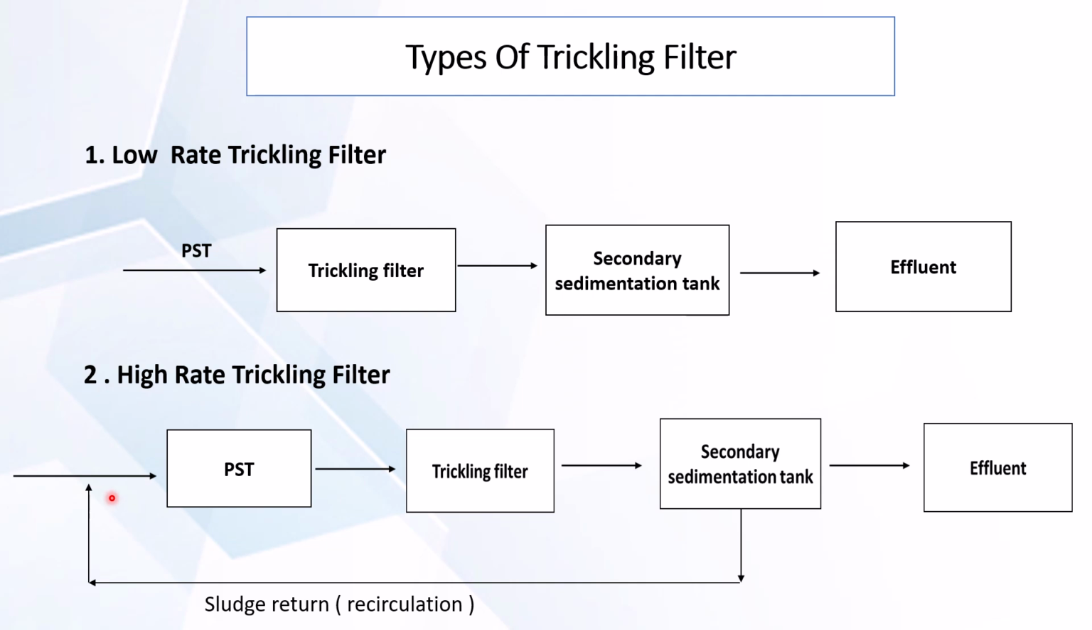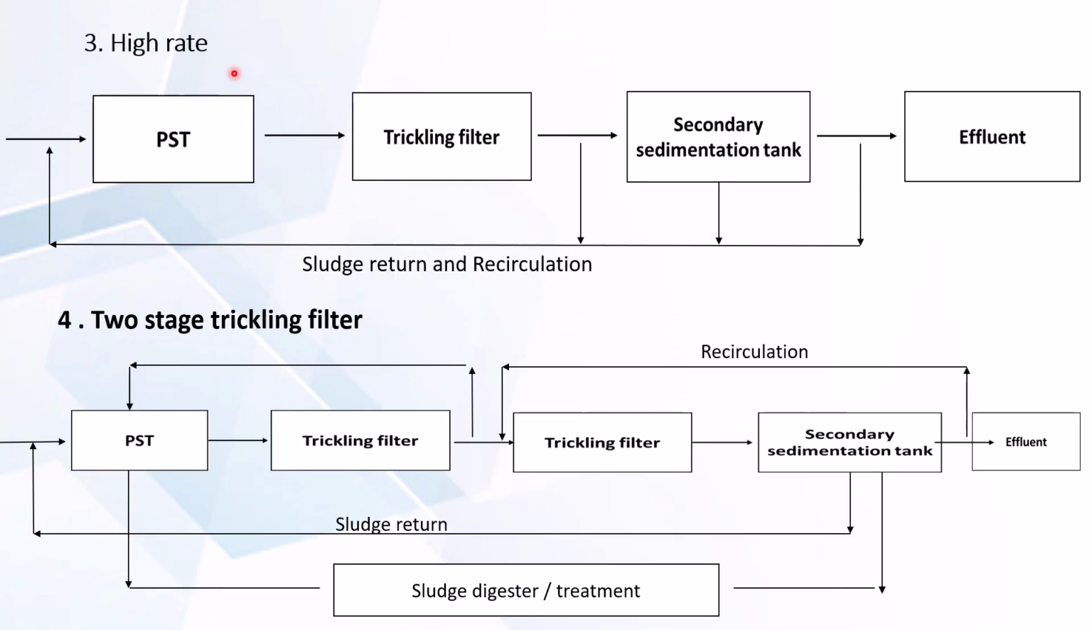So as to enhance the efficiency, so as to enhance the removal capacity, and the treated wastewater is disposed by this. Now the third is the high rate. In this, the water is coming through this primary sedimentation tank to the trickling filter, and some part of the water is recirculated back. And after the secondary sedimentation tank, some part of the sludge is also returned back to the PST. Then comes the two-stage trickling filter.